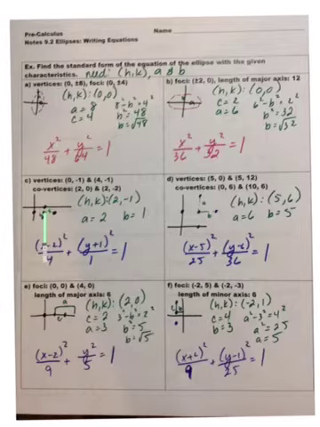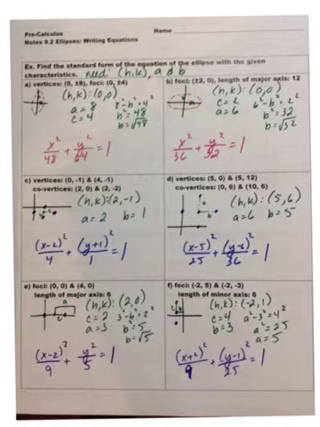And the distance from the center to a vertex is 2. The distance from the center to a covertex is 1. And that's all I need to write my equation. So using the center, I get x minus 2 squared and y plus 1 squared. It was a wide ellipse, so the larger number goes underneath the x. 2 squared is 4. 1 squared is 1. And ellipses always equal 1. Remember, they always equal 1.